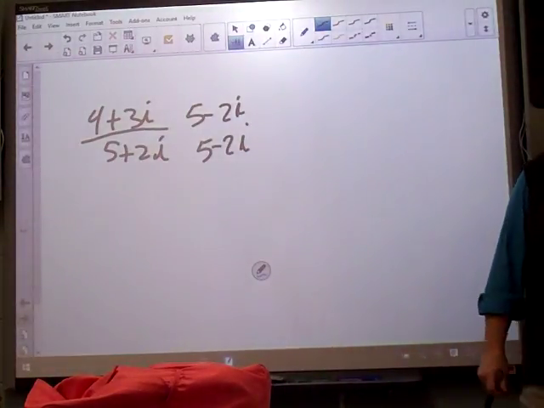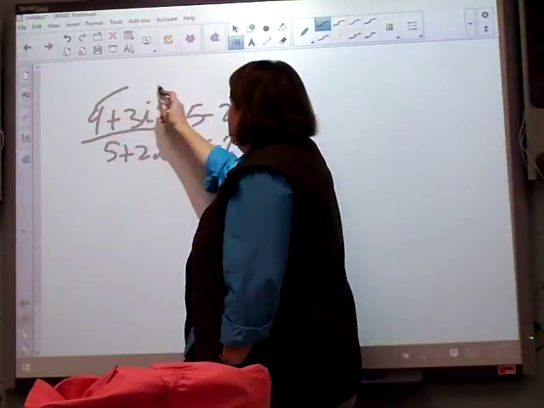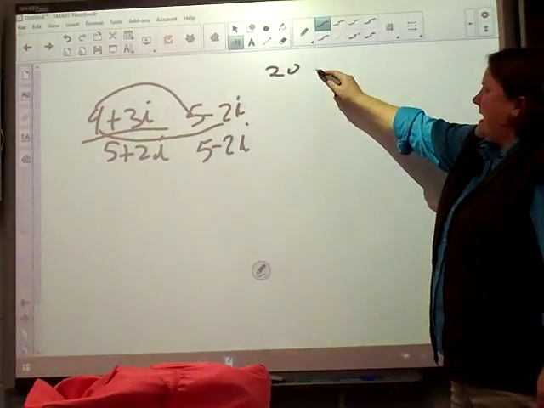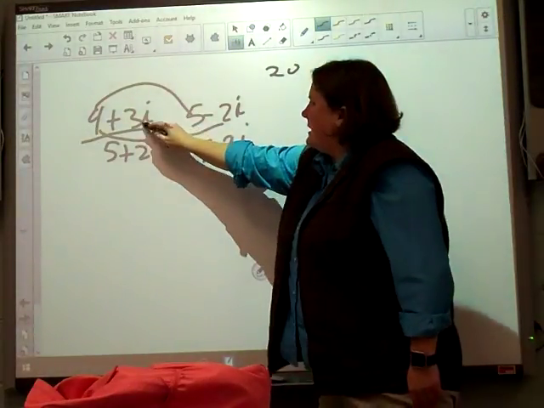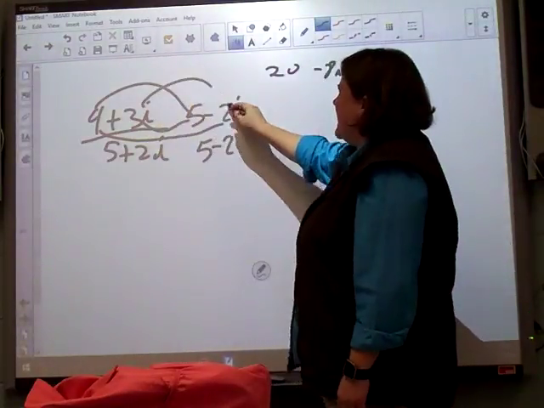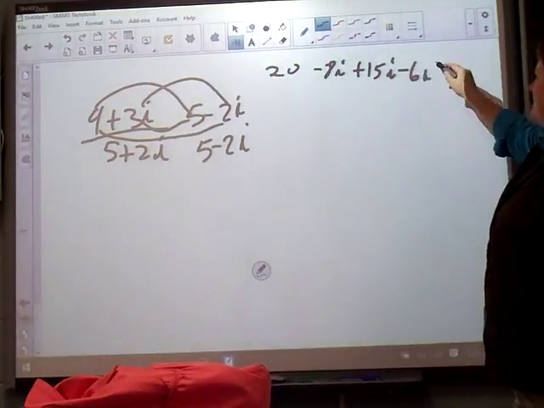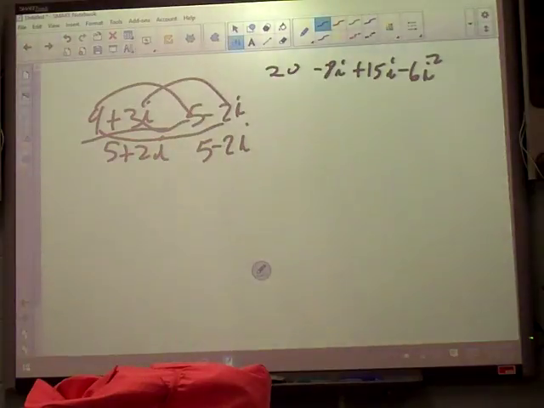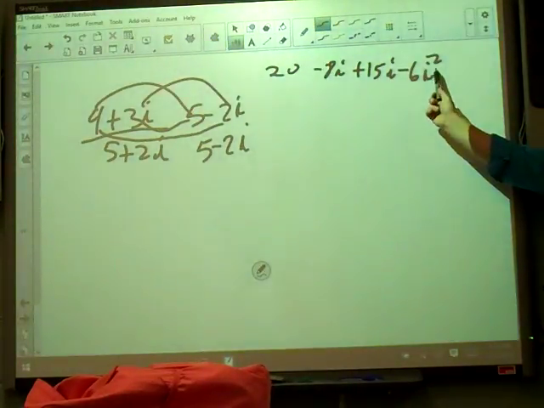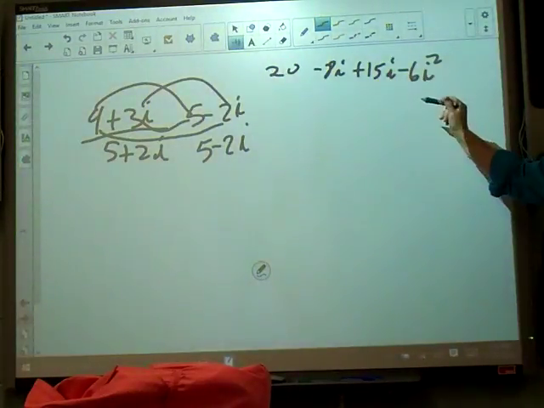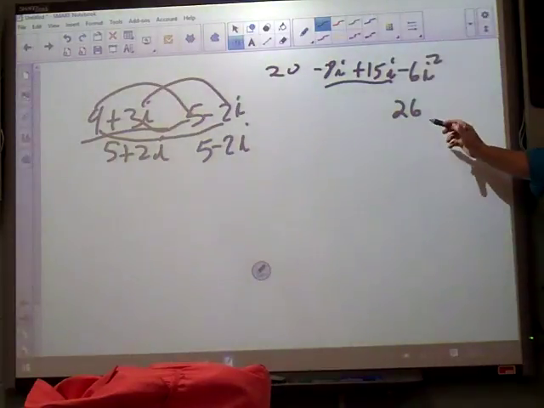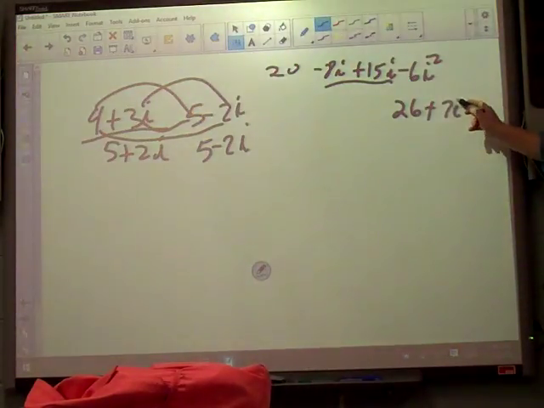So you've got FOIL on top and bottom. There's a 20. There's a negative 8i. There's a positive 15i. And there's a negative 6i squared. Remember, i squared is the same as negative 1, so this negative 6 times negative 1 is a positive 6. So you've got 20 plus 6. Then on your i's, negative 8 and 15. So there's your numerator.